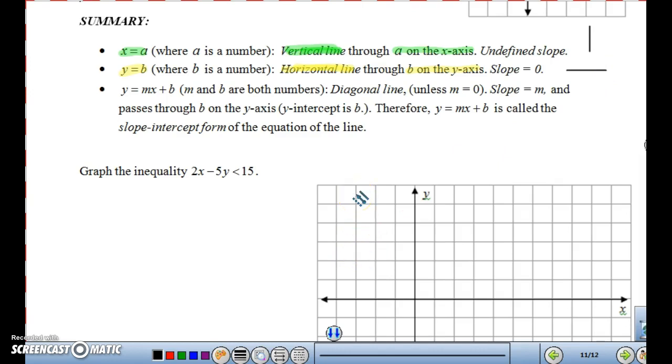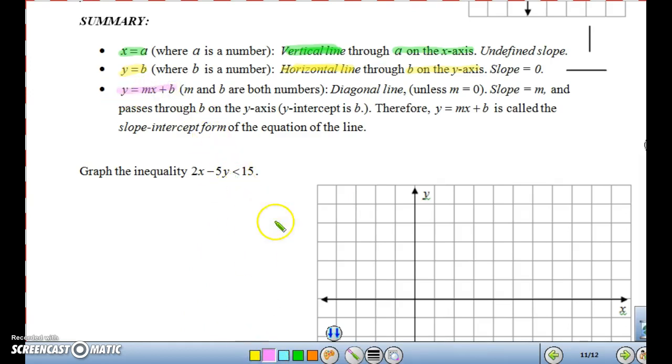Now, the third one is going to be y equals mx plus b. That's how we're used to seeing them. Y equals mx plus b, where m and b are both numbers, is a diagonal line, unless the m is 0, because then it would be a horizontal line.